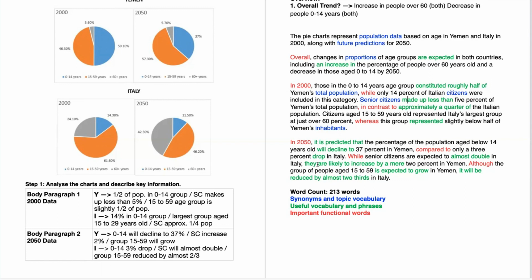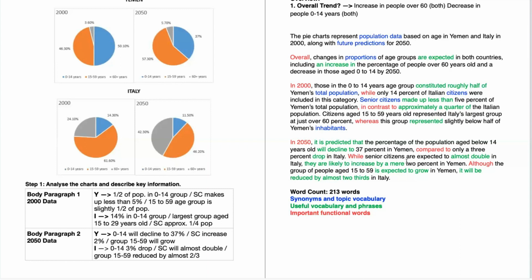Then in our last paragraph, like I said earlier, "it is predicted." Then we see the active. So "it will decline to." Drop is a great way to talk about a decline. "Almost double." So notice how I used approximately, roughly. Here I went ahead and used almost. And then "they are likely to increase." This is likely because it's just a projection. It is not a definite future occurrence.